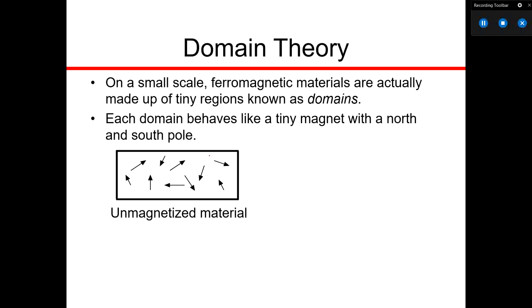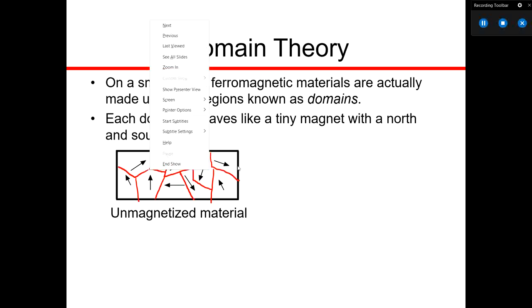Okay, so each of these domains, we can actually kind of break it up if you want. Here's a domain, here's a domain. So you can look at it as different pieces of this metal. Now, within each of these different regions, you see an arrow. The arrow represents our magnetic pole, with the north being the head of the arrow and the south being the bottom. So currently, all of these different domains are pointing in different directions.